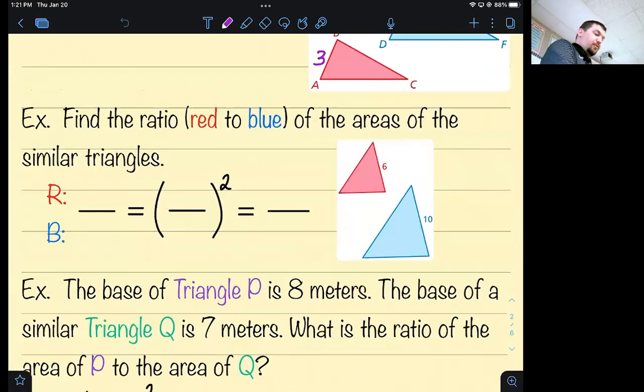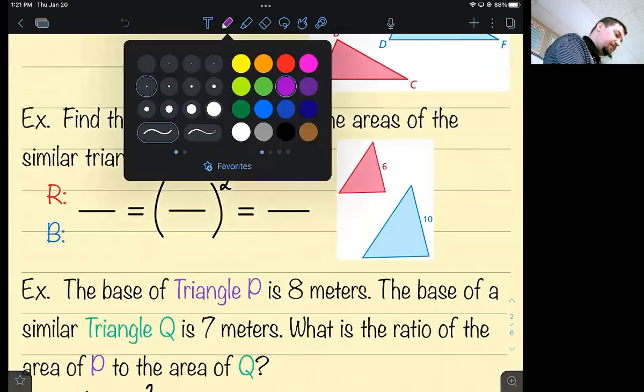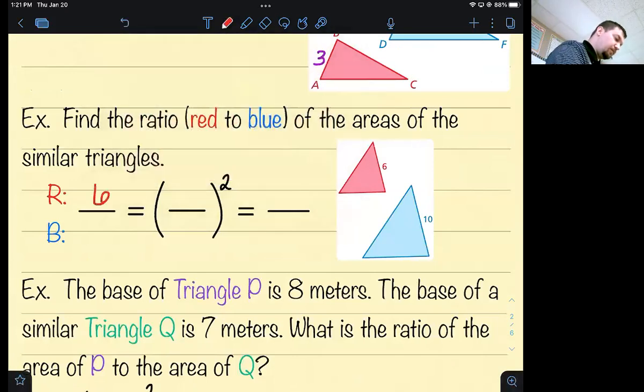Let's write the side length ratio of these two triangles. Garrett, what's the side length of the red triangle? What's the side length of the blue triangle? Okay.